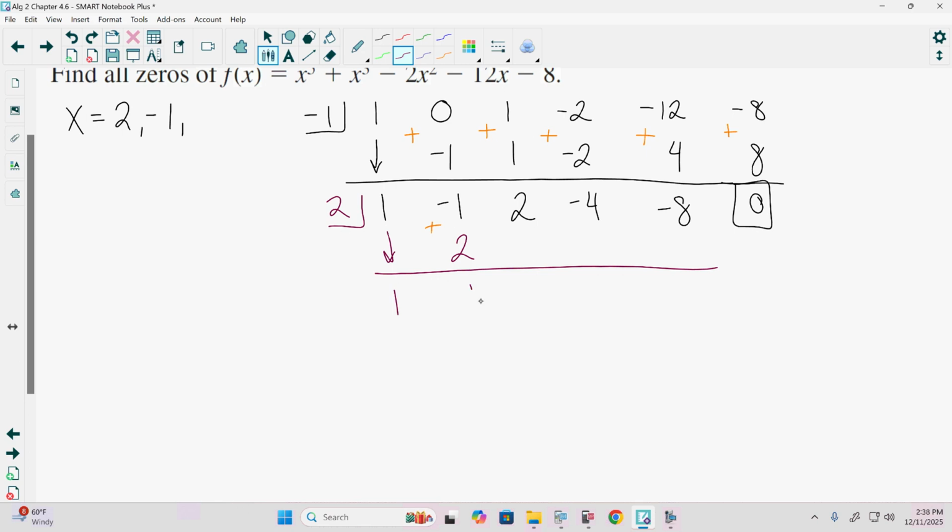-1 plus 2 is 1. 2 times 1 is 2. 2 plus 2 is 4. 2 times 4 is 8. -4 plus 8 is 4, since the 8's bigger. 2 times 4 is 8, and -8 plus 8 is 0.